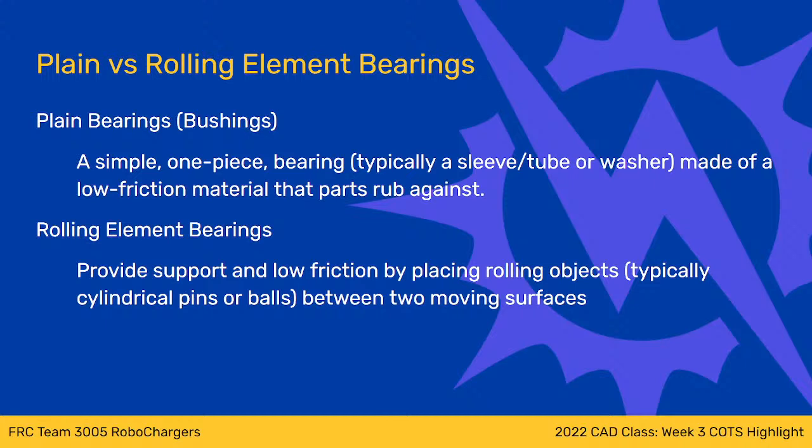A plain bearing is basically just a one-piece bearing made of a low friction material. It's just a part with a hole in it, made of a low friction material, that your shaft goes inside. So there are no moving parts. It's just a slippery material that does not create a lot of wear, and your shaft just spins inside that material, right? That is a plain bearing.